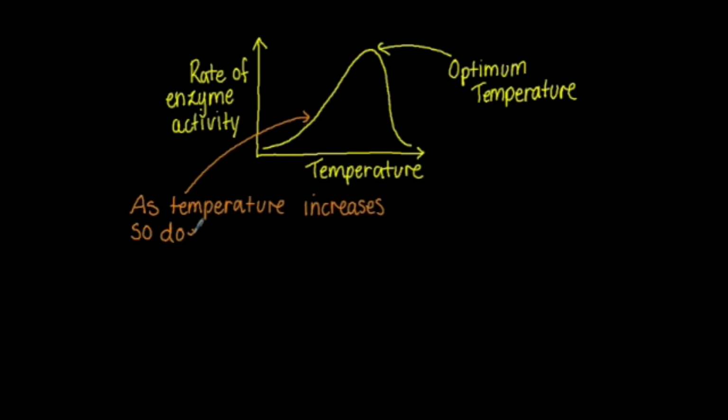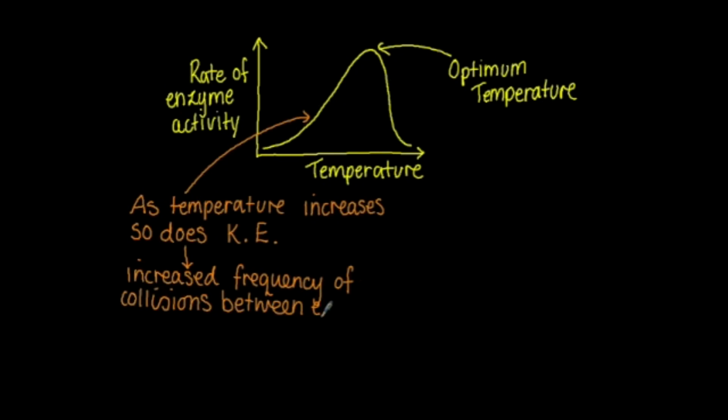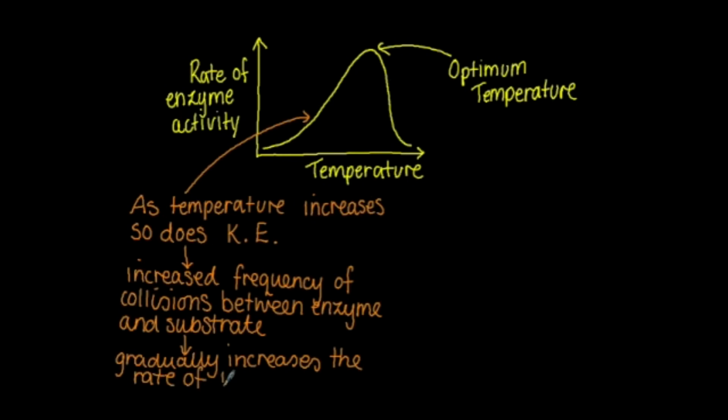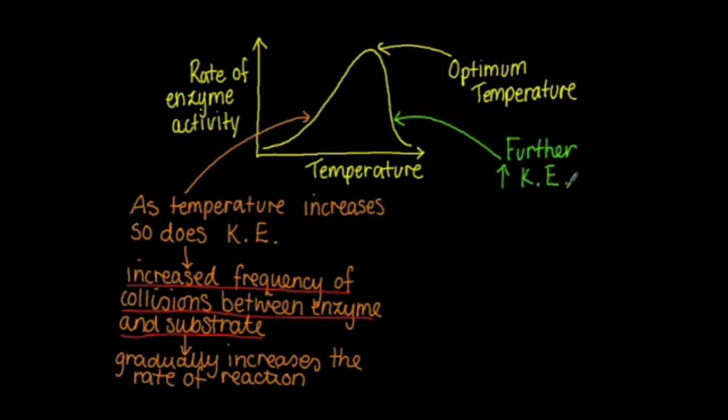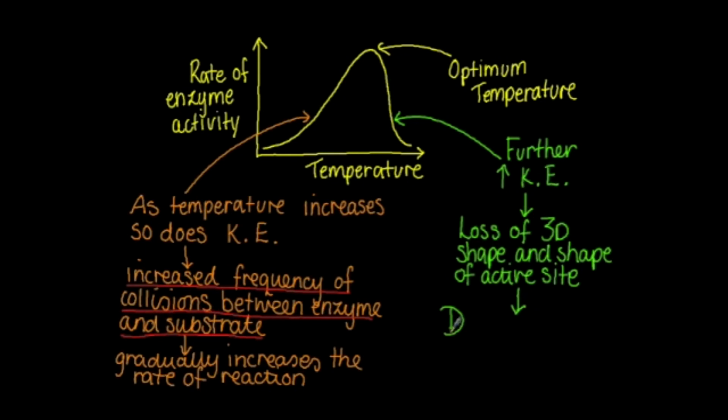To explain up to the peak, as the temperature increases, so does the kinetic energy of the enzymes and the substrates, resulting in an increased frequency of collision between the two, thus increasing the rate of reaction. But beyond the optimum temperature, this continuing increase in kinetic energy results in a loss of 3D structure from the enzyme and therefore a change in its active site. If the substrate can't fit into it, the enzyme is referred to as being denatured, and this reduces the rate of reaction.